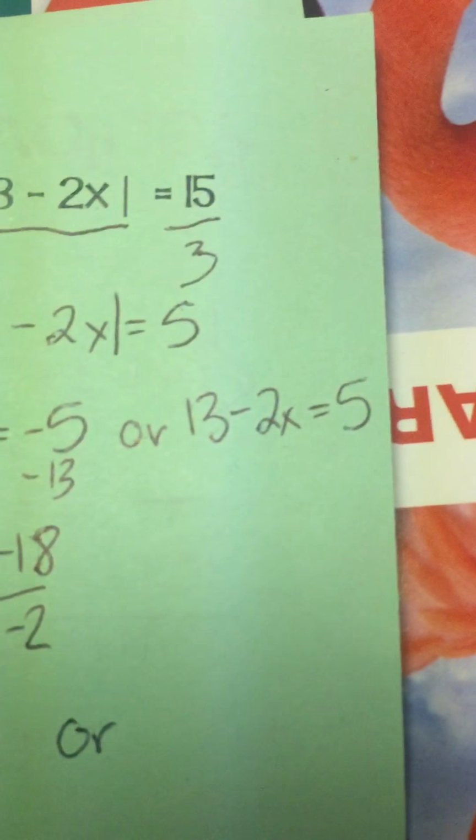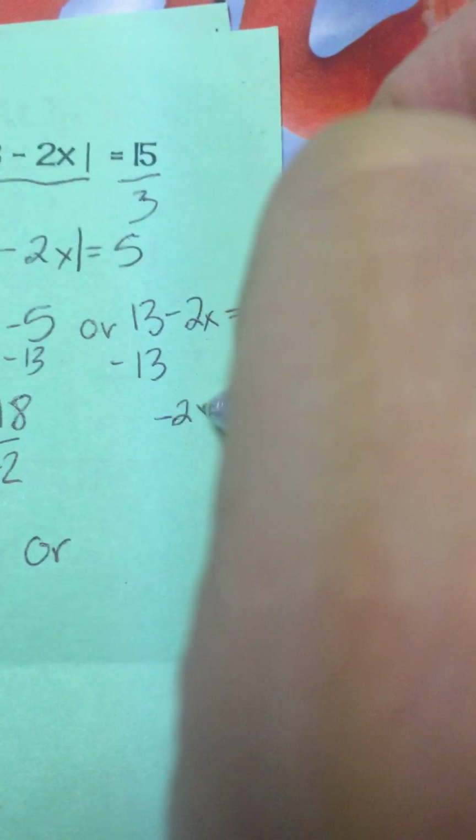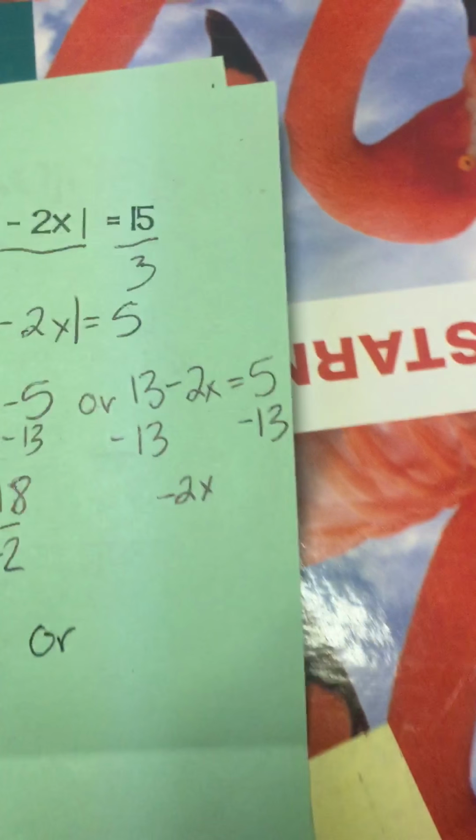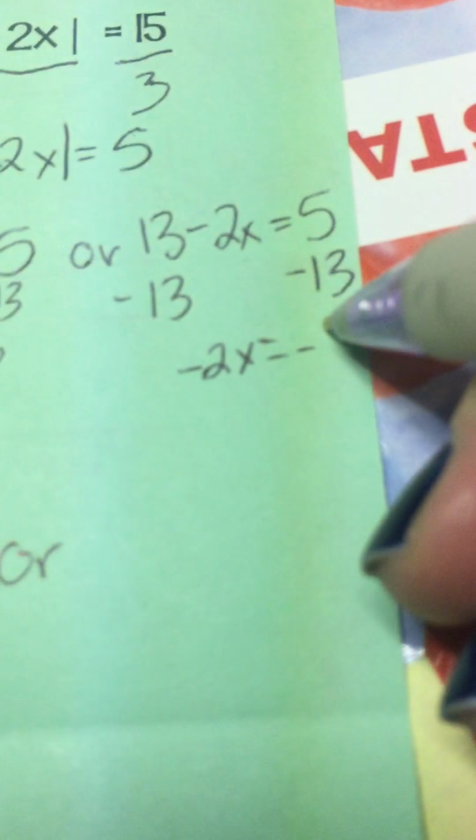I'm going to solve the second equation. I'm going to subtract 13 from both sides. 13 minus 13 is 0. I'm left with negative 2x. 5 minus 13 is negative 8.